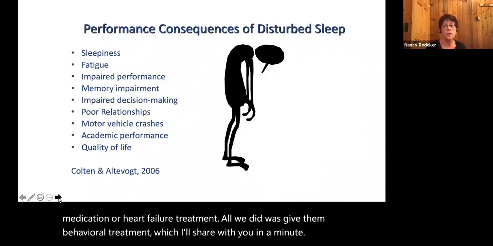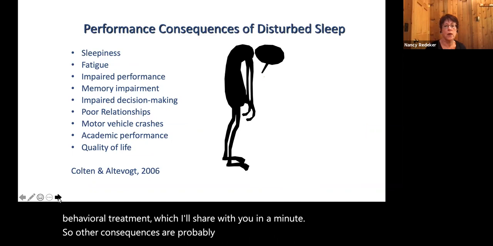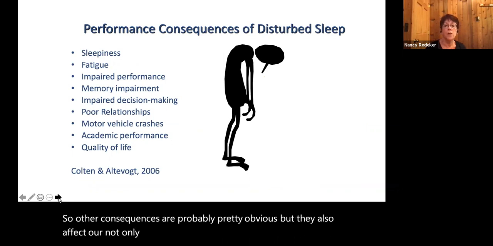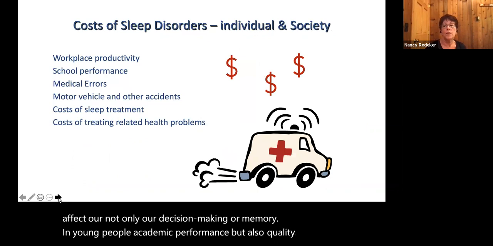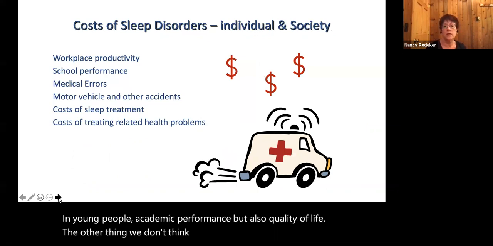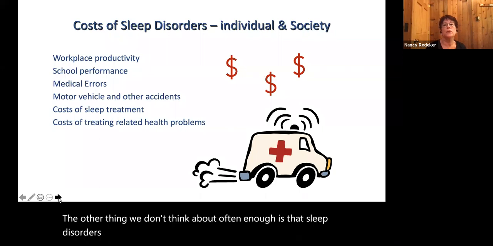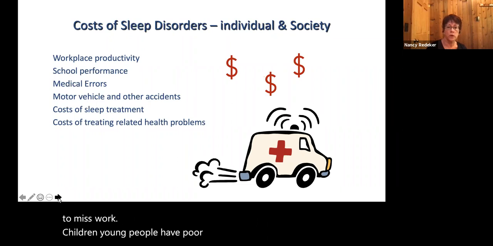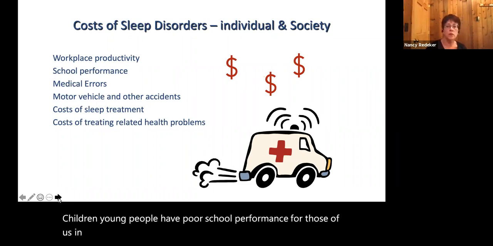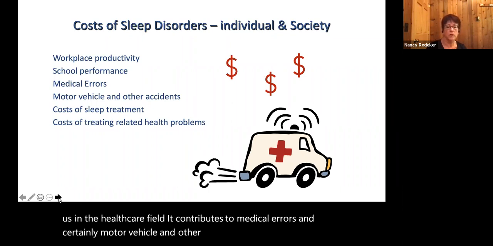Other consequences are probably pretty obvious, but they affect not only our decision making and our memory, and in young people academic performance, but also quality of life. The other thing we don't think about often enough is that sleep disorders also contribute to cost to society. There's a lot of evidence that people that have poor sleep are more likely to miss work. Children and young people have poor school performance. For those of us in the healthcare field, it contributes to medical errors, and certainly motor vehicle and other issues, but also the cost of treating a sleep disorder.